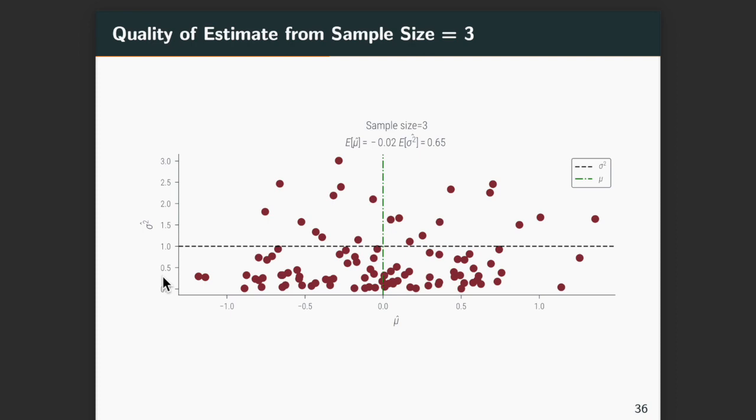So the sample size seems to be more important. If you want to get a more unbiased estimate, you need to increase the number of samples you're considering while estimating this quantity. Right? Such things you can also just simulate, and you'll get a better sense of what is happening.